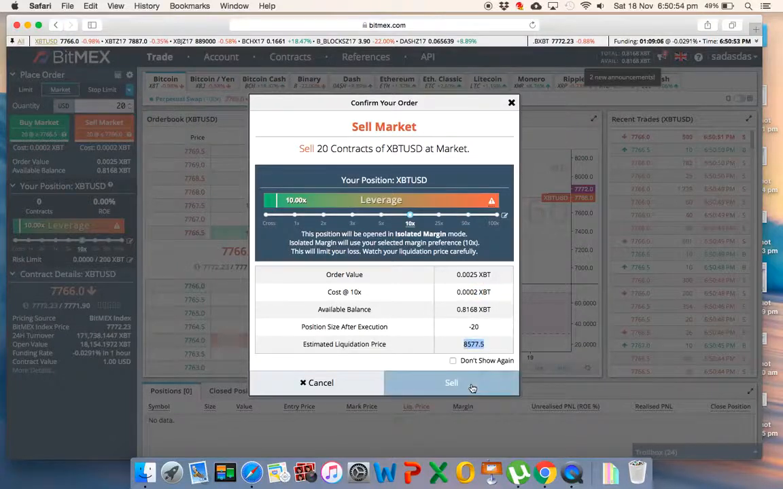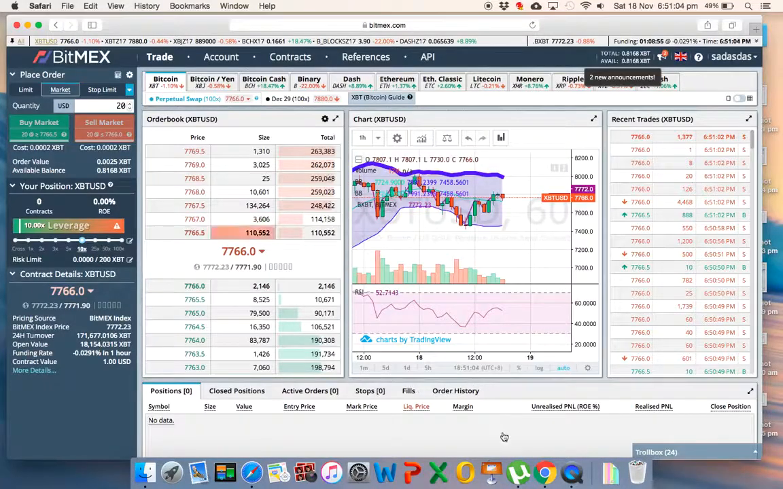So it means that if I sell it thinking it's going to go down, if it goes up to 8577, I'm going to lose all my money, which is like $2. So I'm going to just open the position.